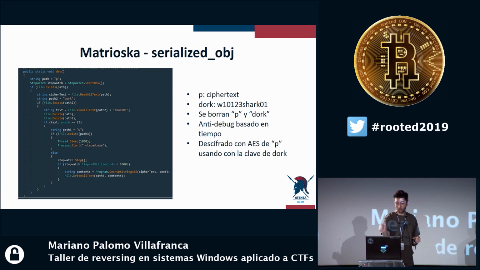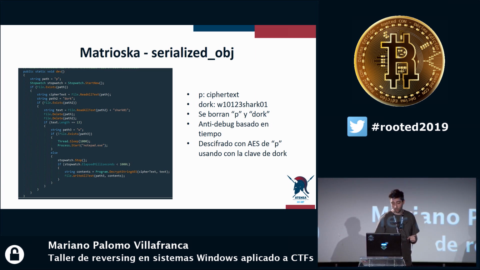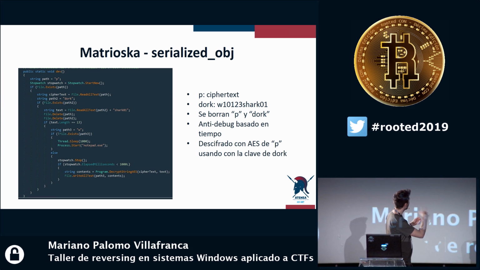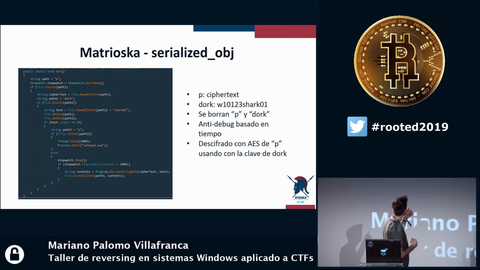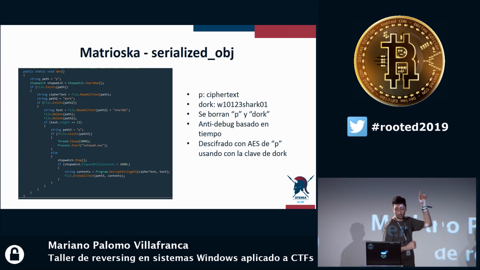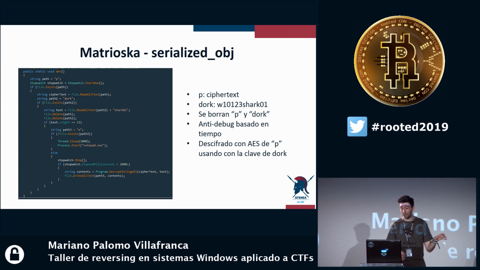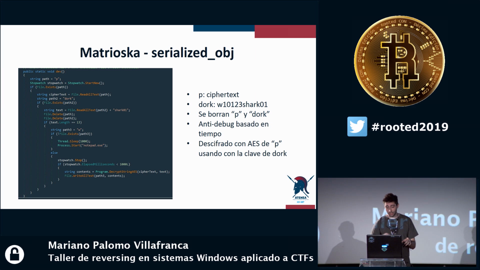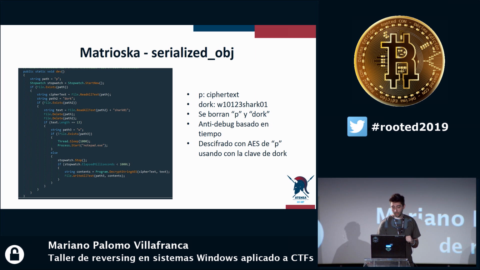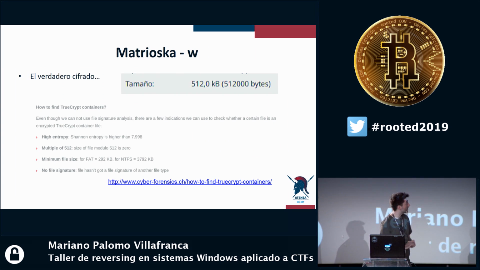Then the string calculated with this value and the shark01 goes to a deciphering process in AES, and the P value is used with the dark key. P is going to be read, deciphered, and written in W. Then we have W now.